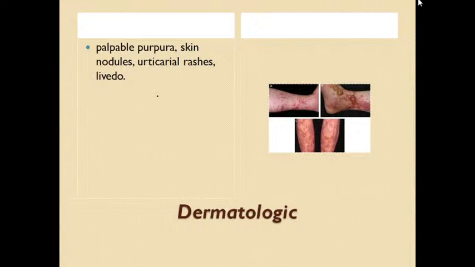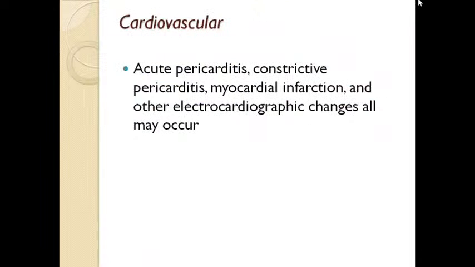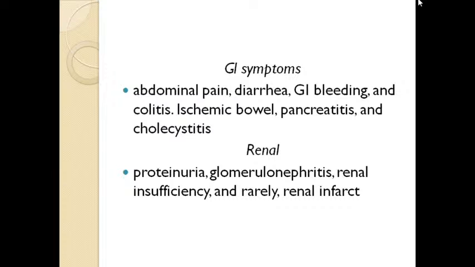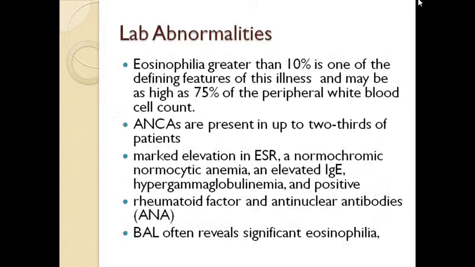Dermatological: palpable purpura, skin nodules, urticarial rash, livedo. Cardiovascular: acute pericarditis, constrictive pericarditis, myocardial infarction, and other ECG changes may occur. GI symptoms: abdominal pain, diarrhea, bleeding, colitis, ischemic bowel, pancreatitis, and cholecystitis. Renal: proteinuria, glomerulonephritis, renal insufficiency, and rarely renal infarct.